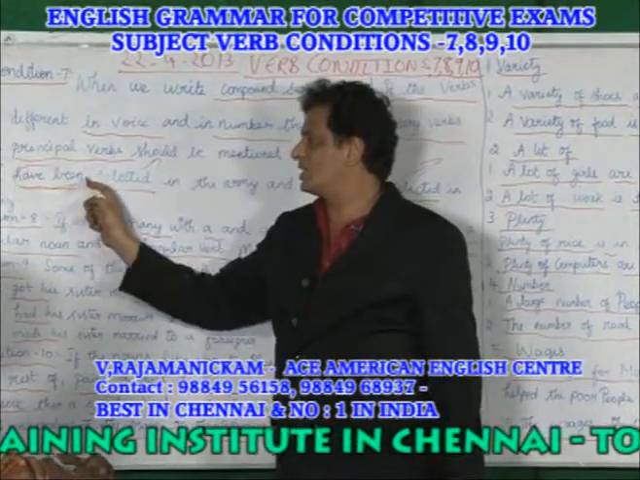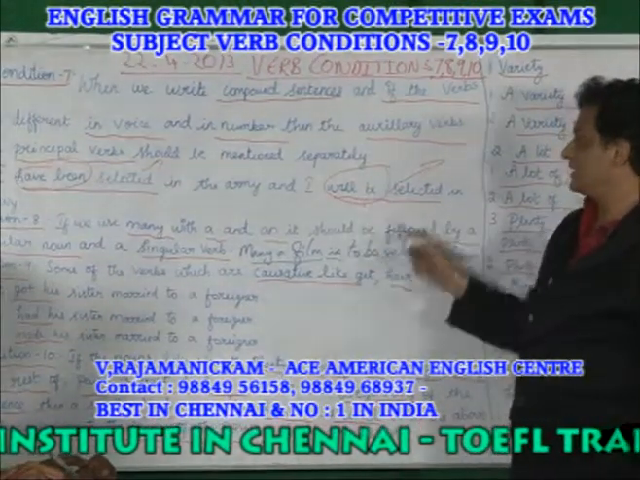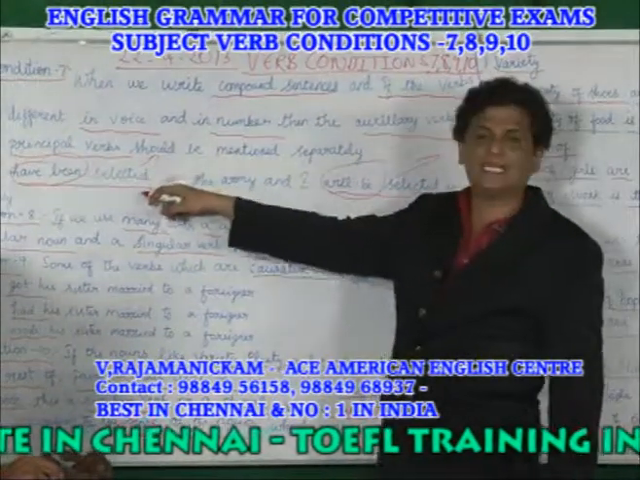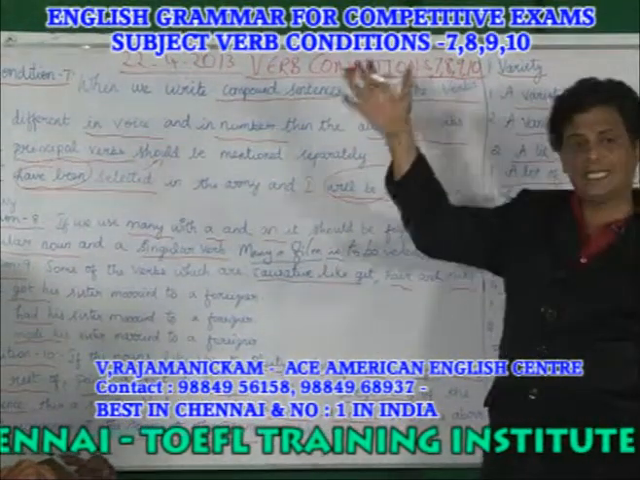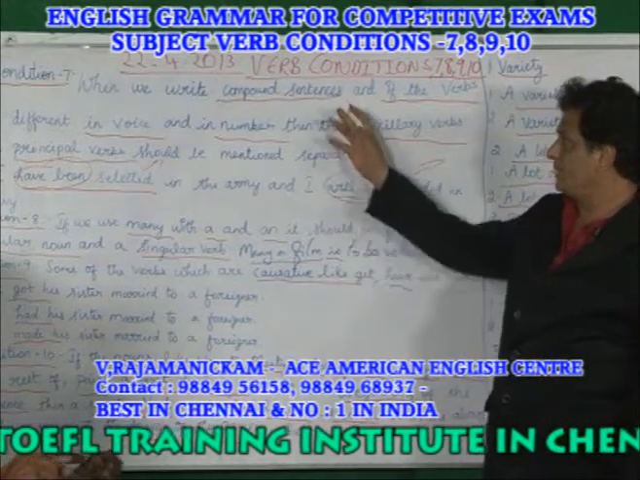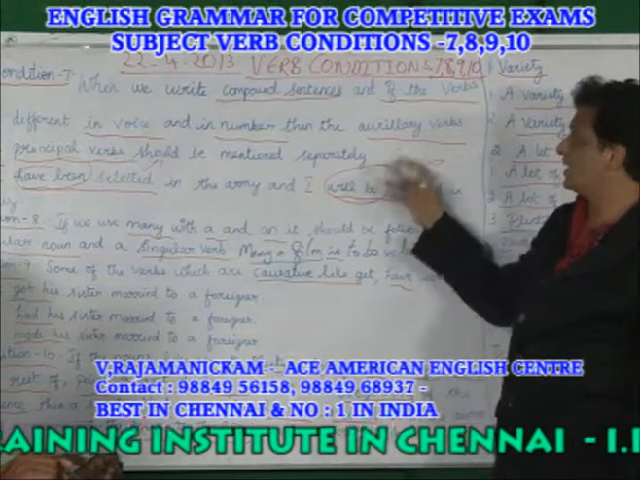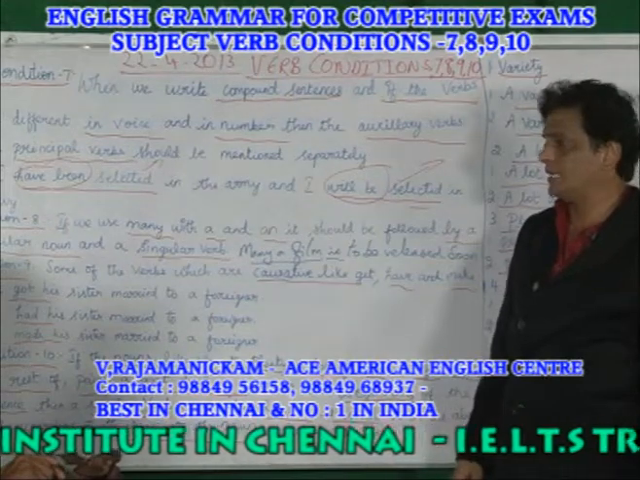So, both passive, see the auxiliary verbs. Have is also an auxiliary verb. Have been, and here you are using will be. Selected is the same. So, I have been selected in the army, it is over. I will be selected in the navy in future. You got it, what I am telling? So, in a compound sentence, if the verbs are different in voice and in number, then the auxiliary verb and principal verb should be mentioned separately.